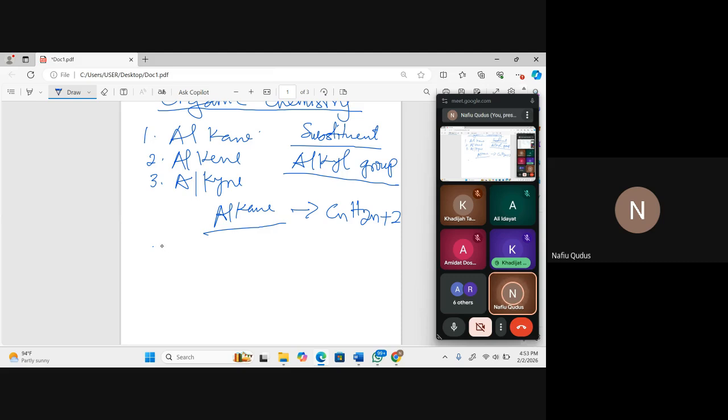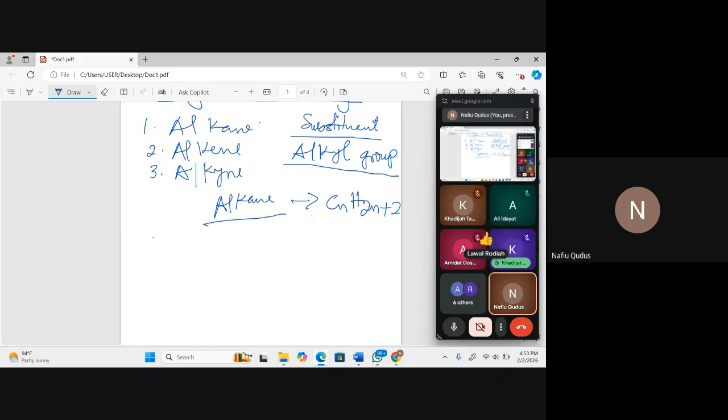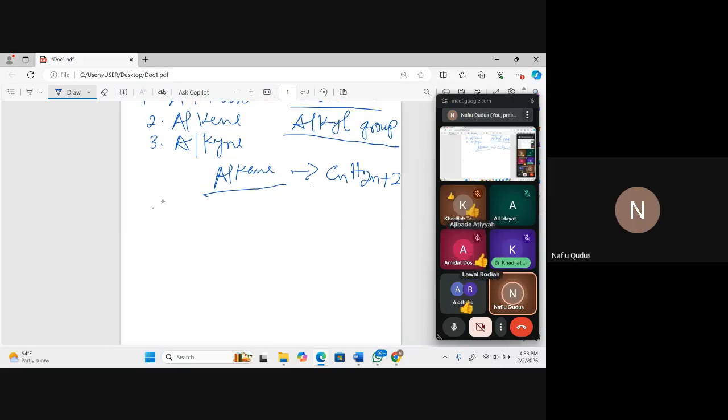So let's just go about the alkane. Alkane has the general formula CnH2n plus 2, right? Are we together? So now, we need to know the names of the hydrocarbons. Number one, you need to understand this.